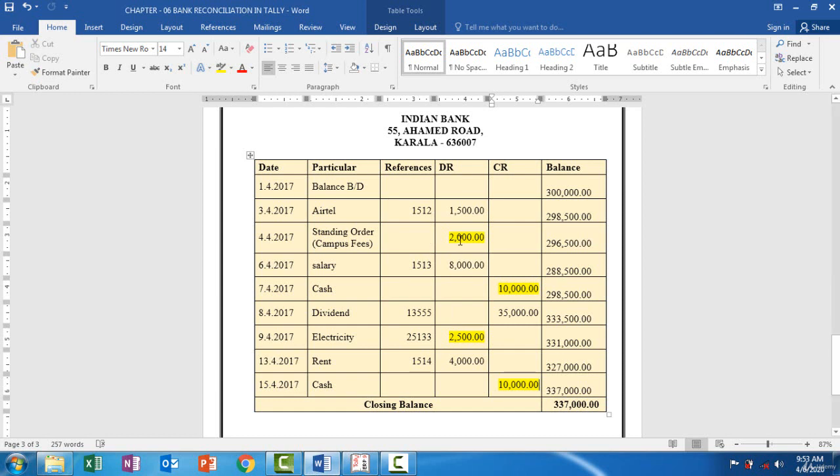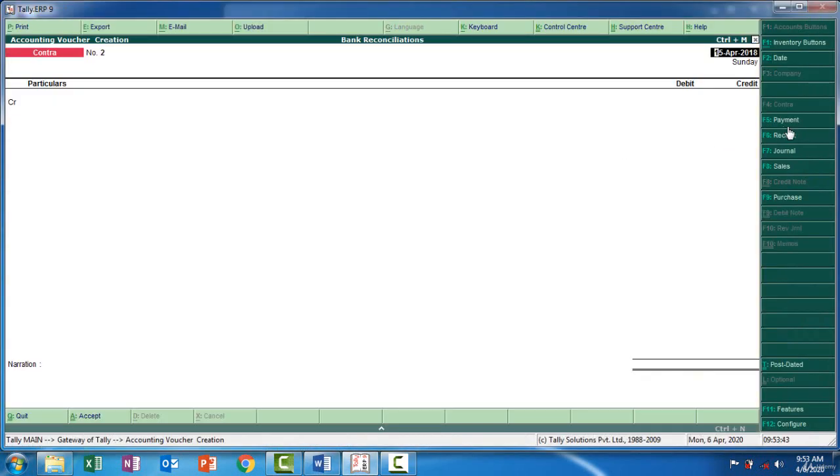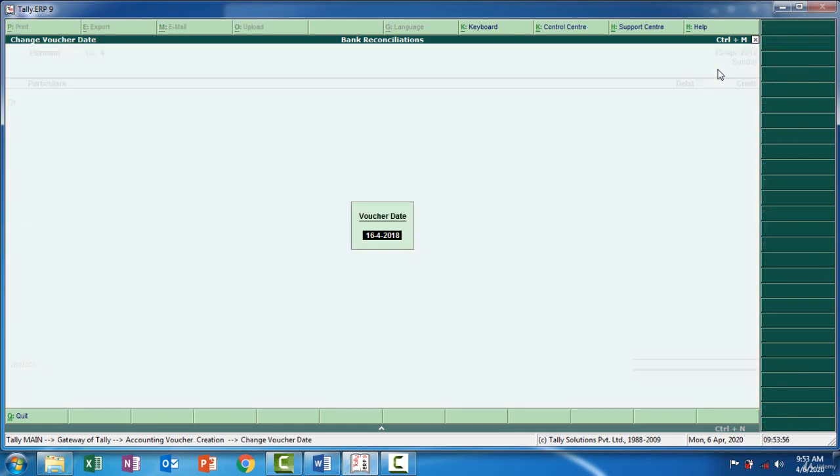The first one is standing order 2,000. It is campus fees. So I'm going to go to the transaction, accounting vouchers, payment voucher. In the payment voucher you have to change the date to 1st April. Okay, then only it is easy for you to reconcile. So first I need to change the date to 1st April.